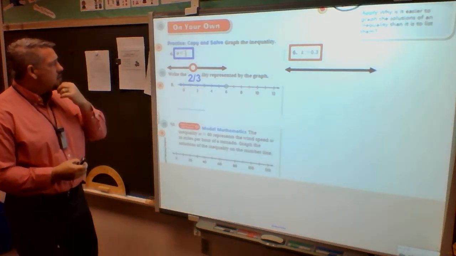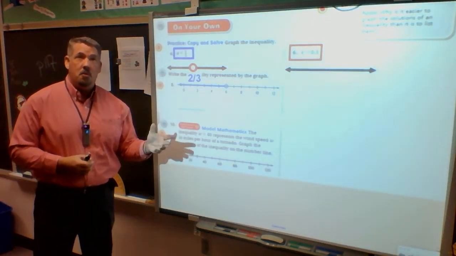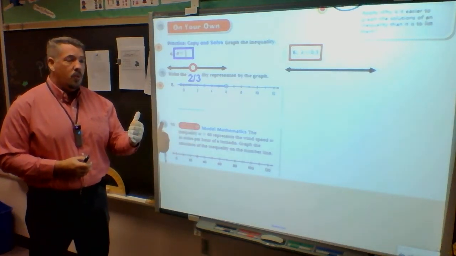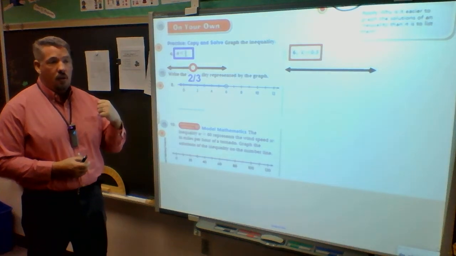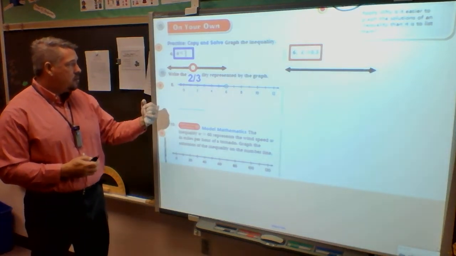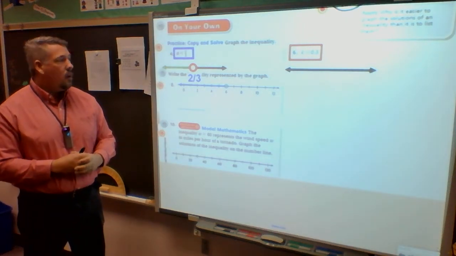So when I look at it, let's see. It says A is being pointed to. So the steps that you could have copied down if you wanted to off the board: A is being pointed to, which tells me to shade it to the left. What it's saying is A is always going to be less than 2/3. So I shade it to the left. And I'm good to go.